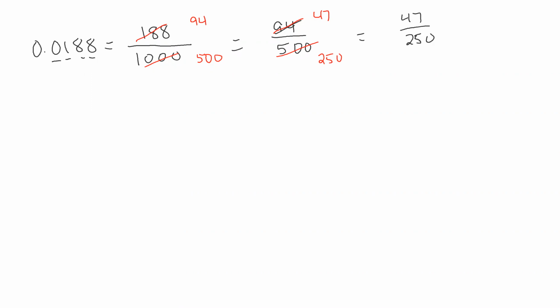So I get 47 over 250. And 47 has no common factors with 250, so we are done. All right. So even though we still reduced by hand with the assistance of a calculator, it was still pretty quick. All right. So I would definitely encourage you to practice reducing your fractions.